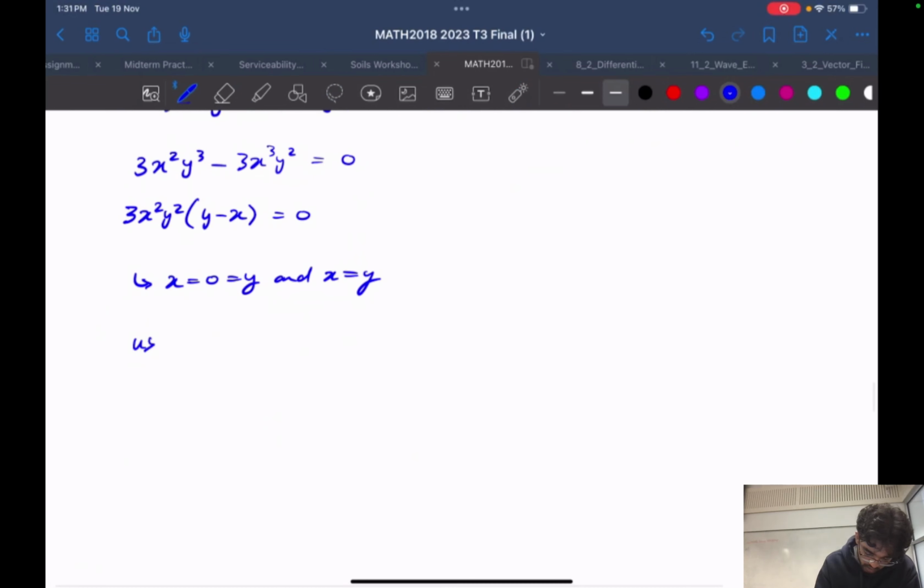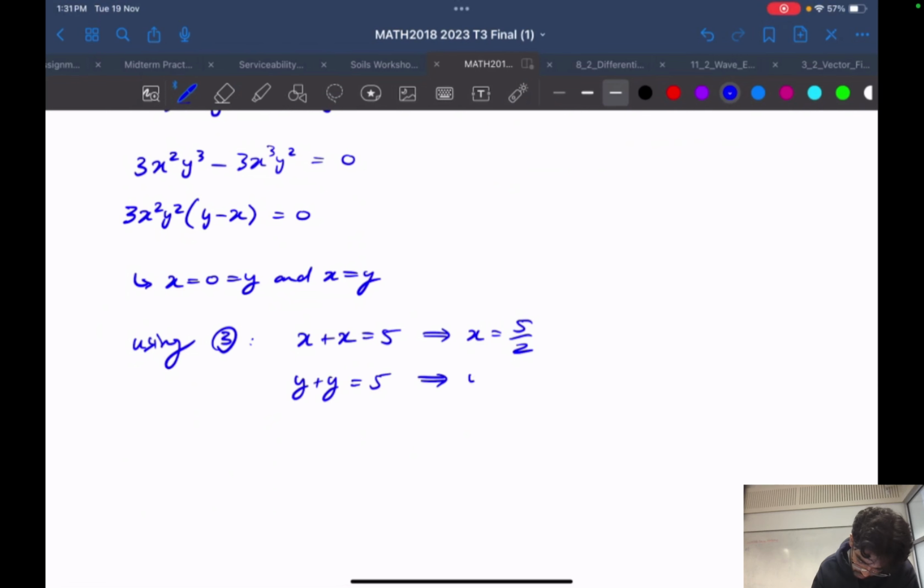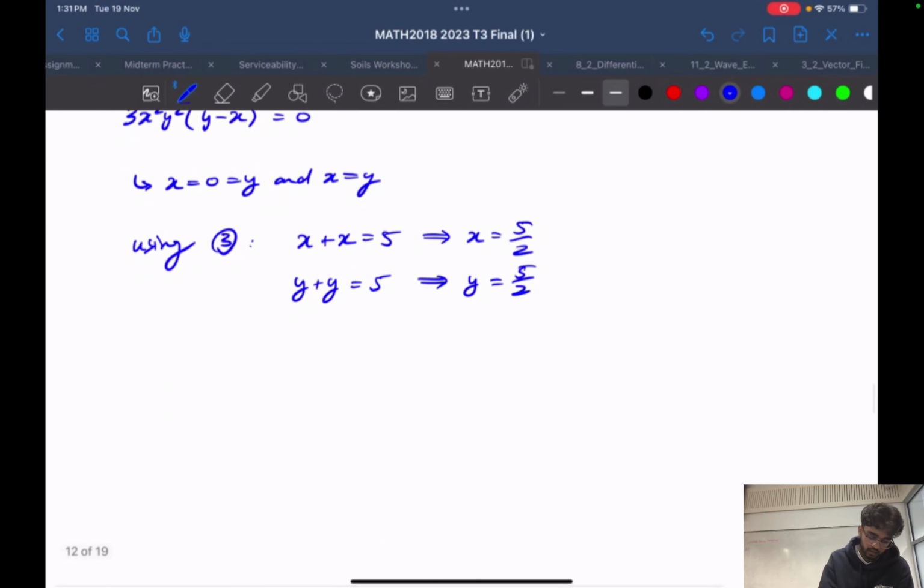So using 3, you get x plus x is equal to 5, x is equal to 5 on 2, y plus y is equal to 5, you get y is equal to 5 on 2. Then you get, so that's for solving x and y solutions. Wait, how do I explain this?